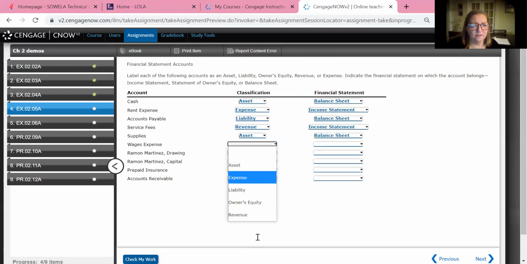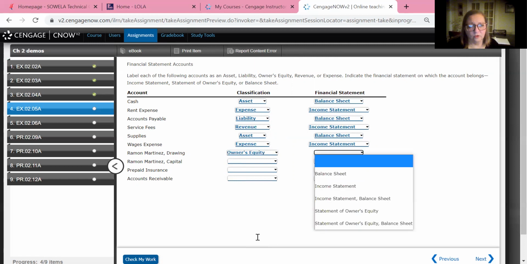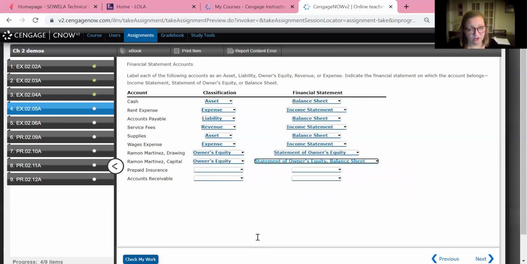Wage expense is an expense, and it goes on the income statement. Raymond Martinez drawing, that is an equity account, and it goes on the statement of owner's equity. Just make sure where they put it. Yep, capital is an equity account, and it goes on the statement of owner's equity and on the balance sheet, because it's the one thing that crosses over from the statement of owner's equity, and it feeds into the balance sheet from the statement of owner's equity. We'll get some more detail about that later.